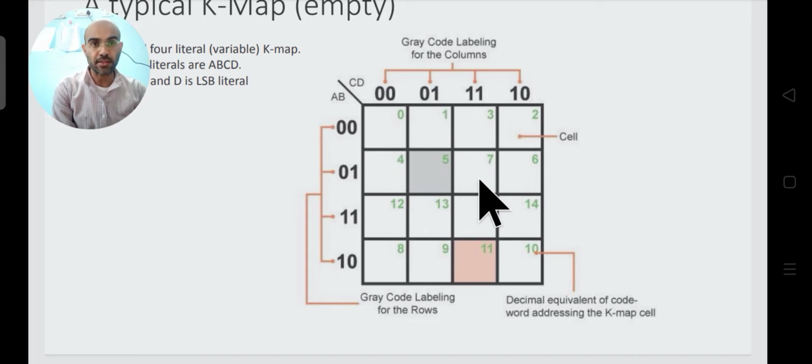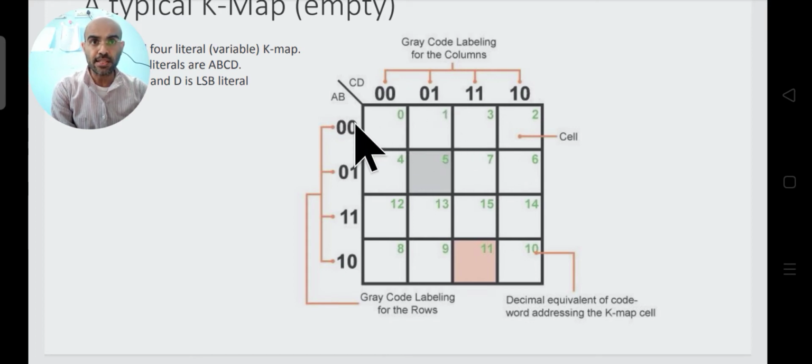Now what we do is, starting from the MSB, we write the literals here. Then for the remaining 2 variables, we write them here. Then we mark the cells. To reach a particular cell, we have to write the decimal equivalent of this. So A, B, C, D is 0 0 0 0. The decimal equivalent of that is 0. That is what is written here in the cell with the green color.